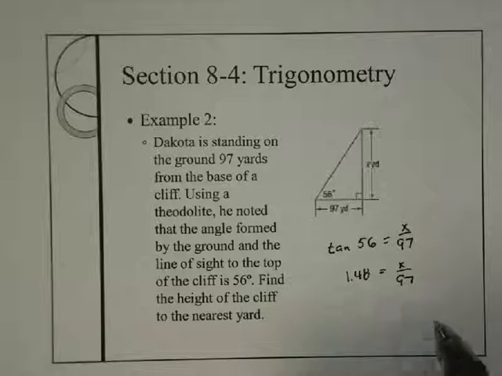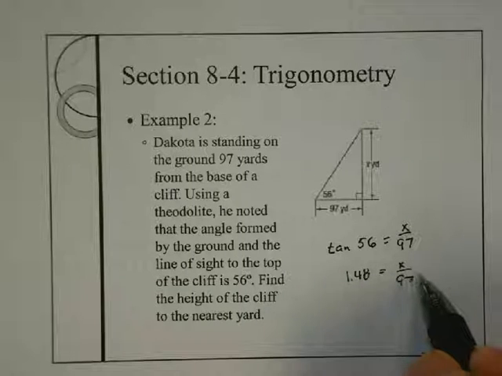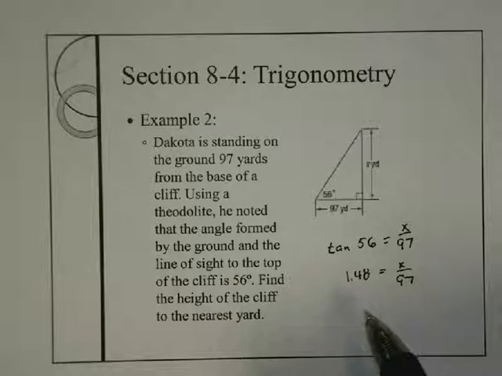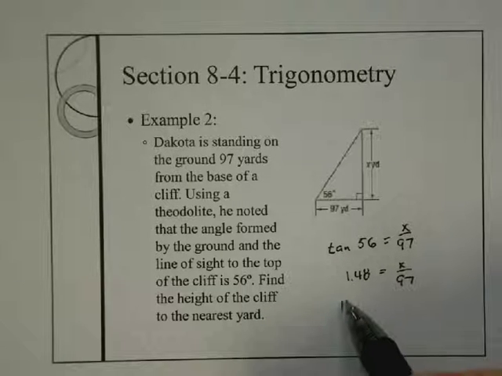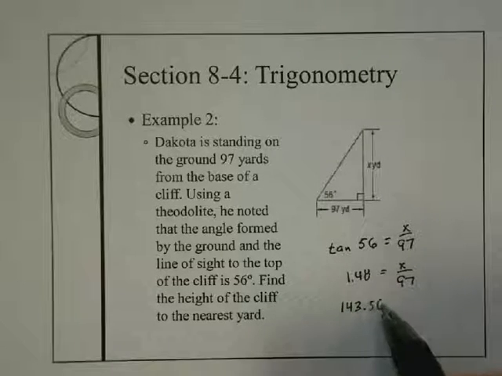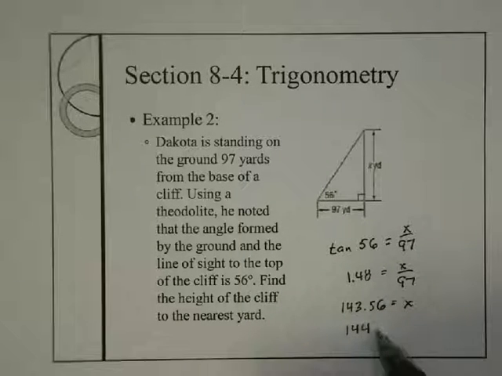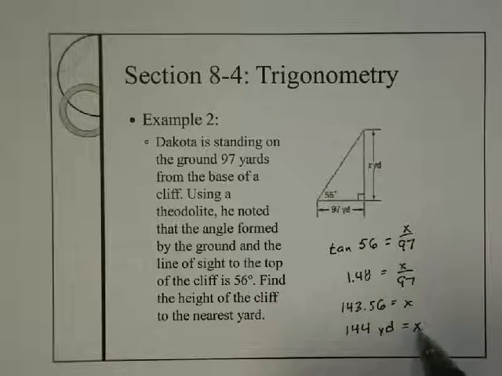So to get x by itself, I need to multiply both sides by 97. So 1.48 times 97. It's the nearest yards, so we're going to round to the whole number. So that would be 143.56 is equal to x. So nearest yard would be 144 after rounding. And that would be our solution.